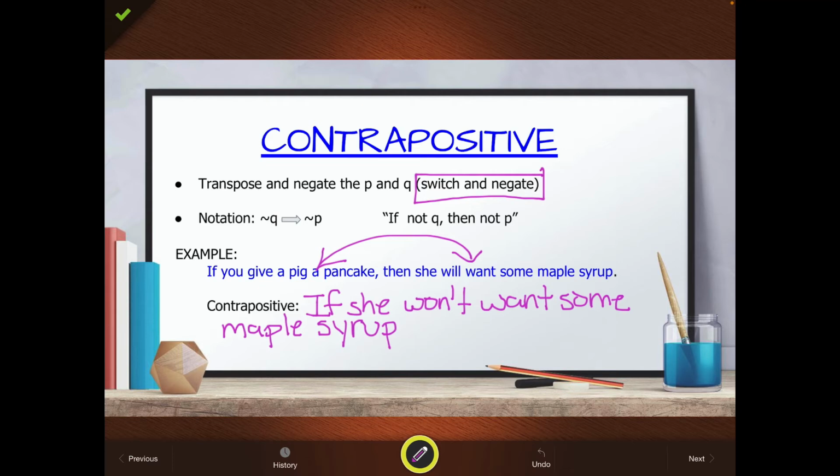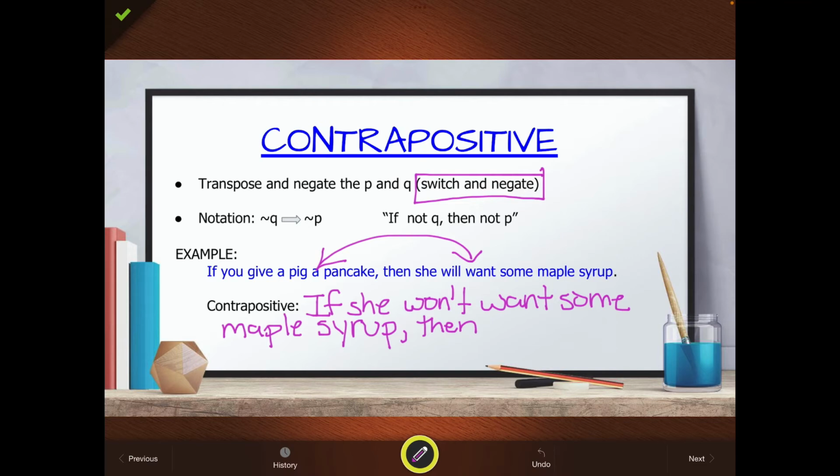As long as you're not changing the general idea of the part of the sentence. Okay, it's talking about her not wanting maple syrup. As long as you don't change it to something like she's not wanting sprinkles on her ice cream. Okay, you're not changing the general idea, you'll be fine. So if she won't or doesn't want some maple syrup, then now we need to negate our hypothesis.